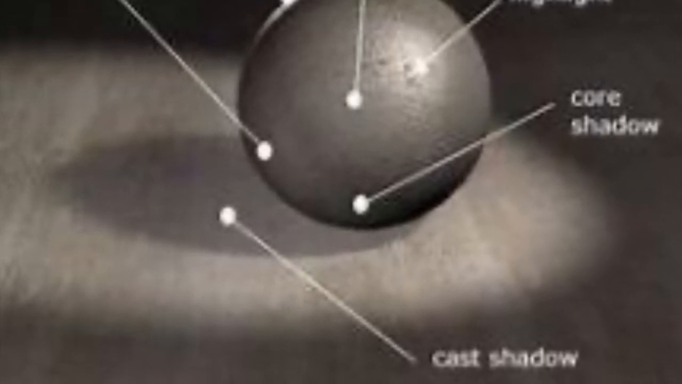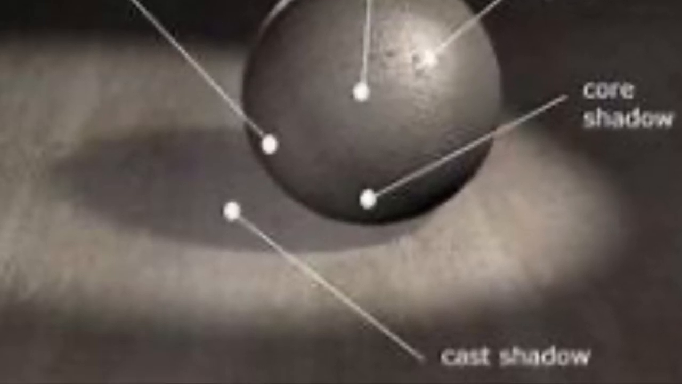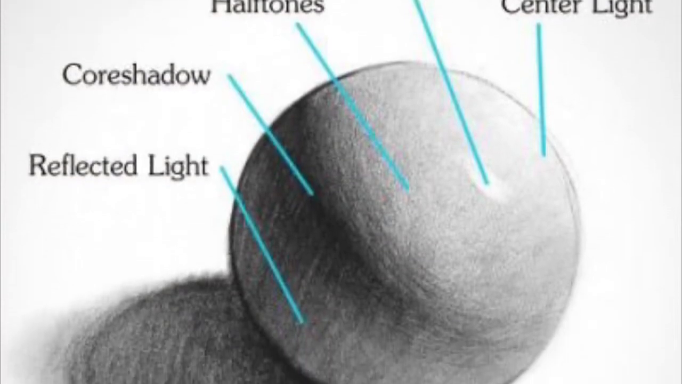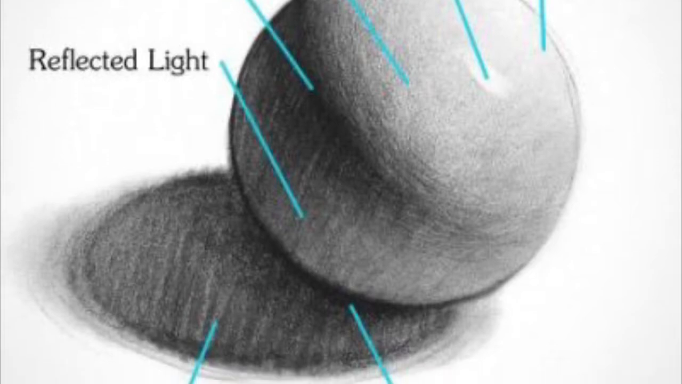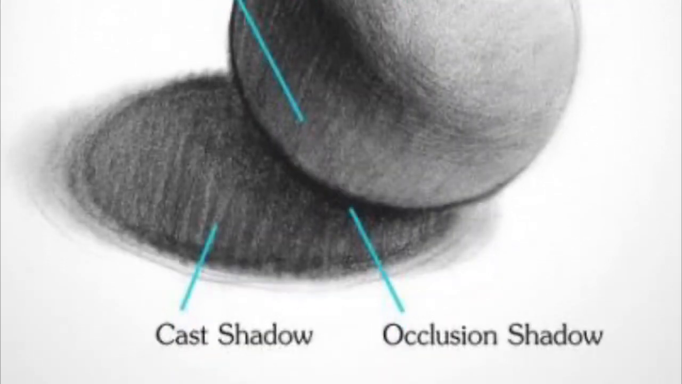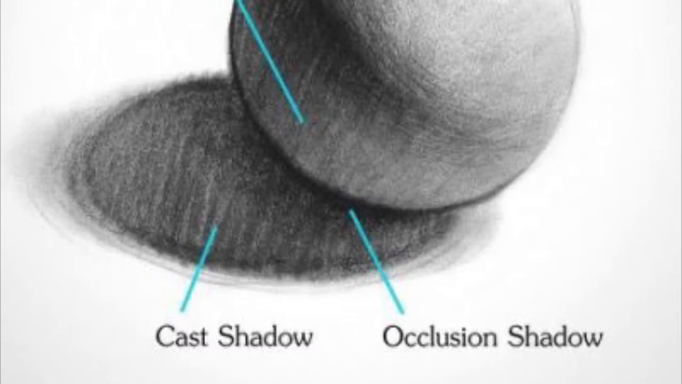You can see it's the same shape as the object, and you can see that it's a darker tone than the light around it. On this sketched version, you can see all of these areas of light and dark. And then down at the bottom, we can see the cast shadow. And then deep underneath the object is the occlusion shadow, where it's even darker.